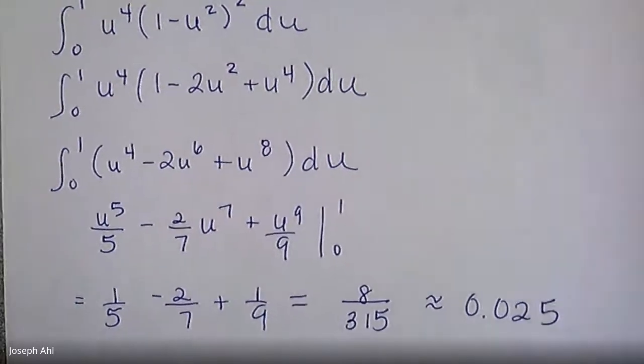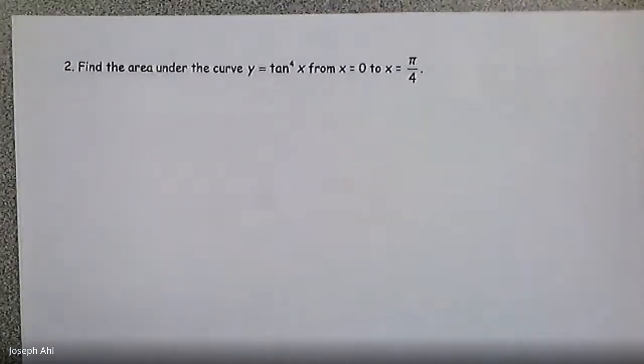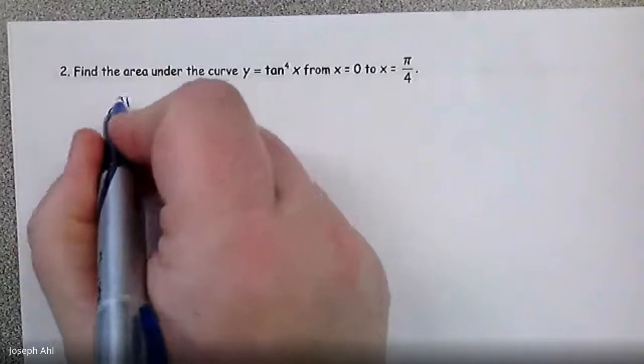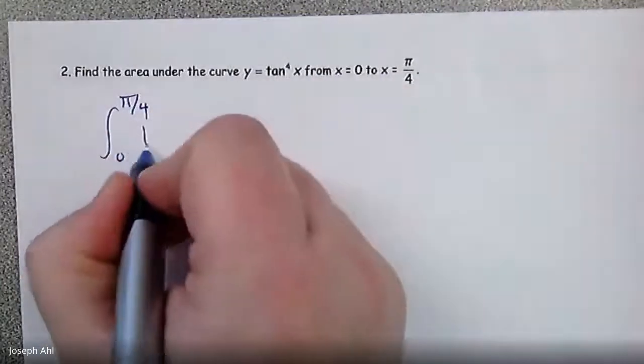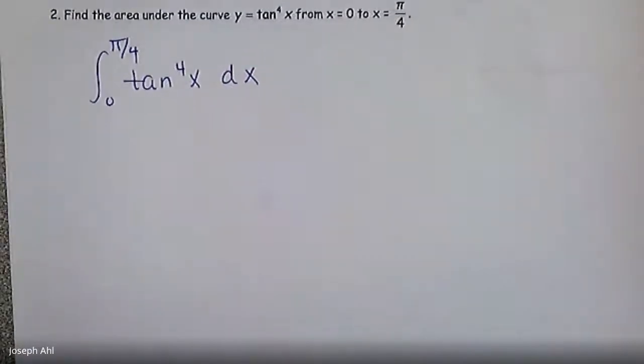We're going to do one more application in today's notes, and that will be it for today. The last one we're going to take a look at is finding the area under the curve y equals tan to the 4th x, and we'll do this from 0 to pi over 4. So we can start off really quickly, same way, with the definite integral from 0 to pi over 4 of tan to the 4th x dx.